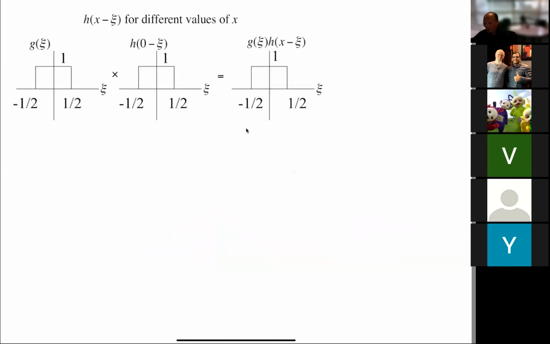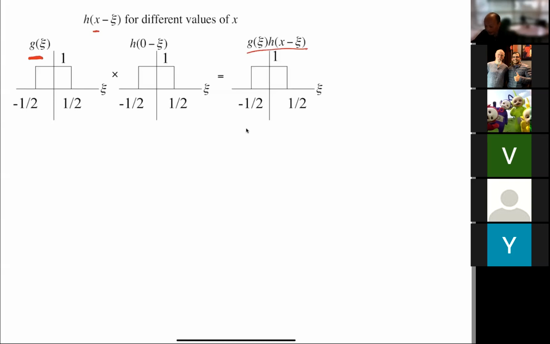So remember, for convolution, we're taking one function g of xi. So in this case, it's the rect function. We're taking the other function and we're flipping it and shifting it, okay? And the shift is determined by x, okay? And we take those two functions and we multiply them together, and then we want to integrate over that. So let's look at this.